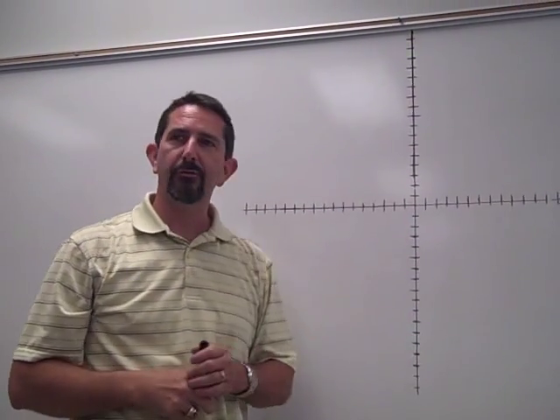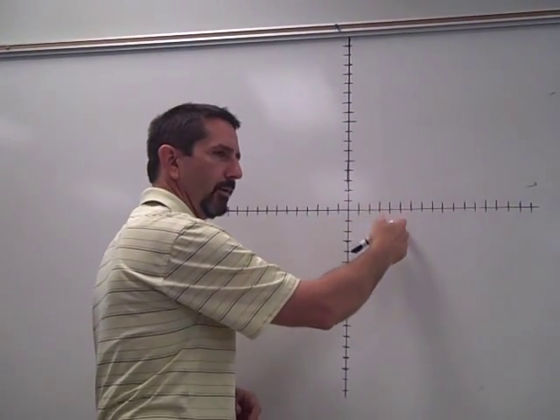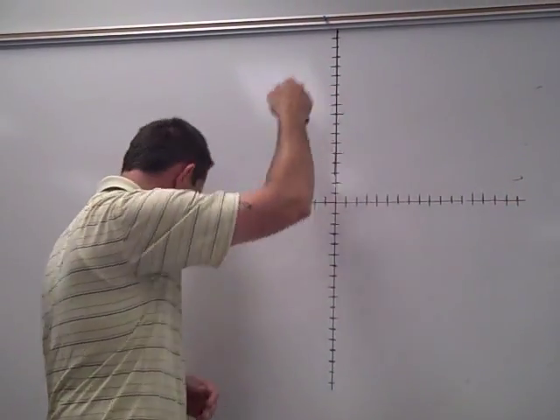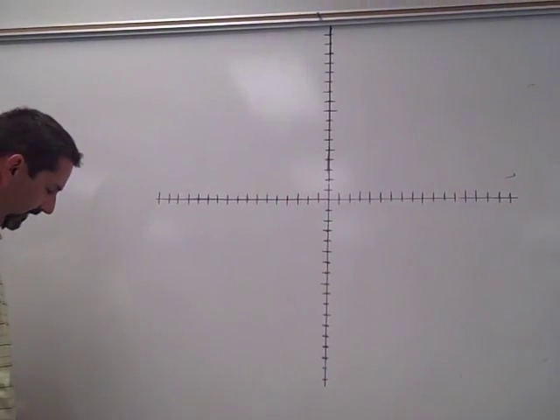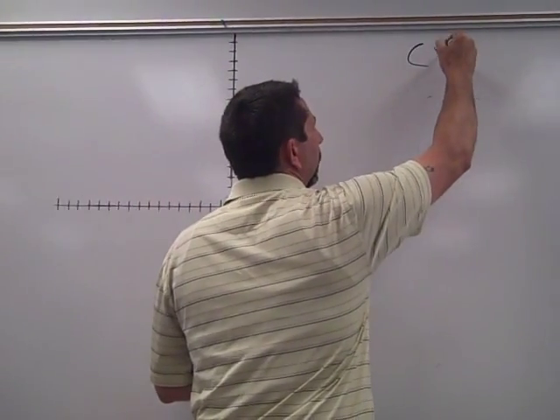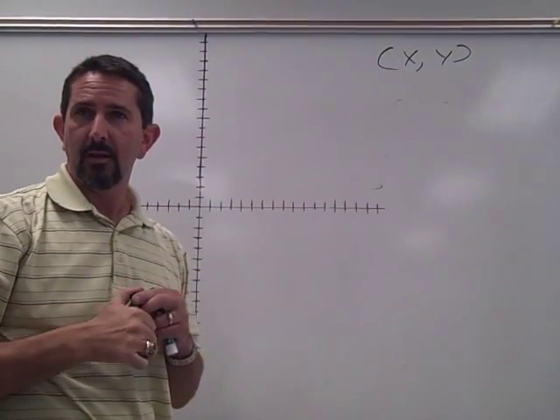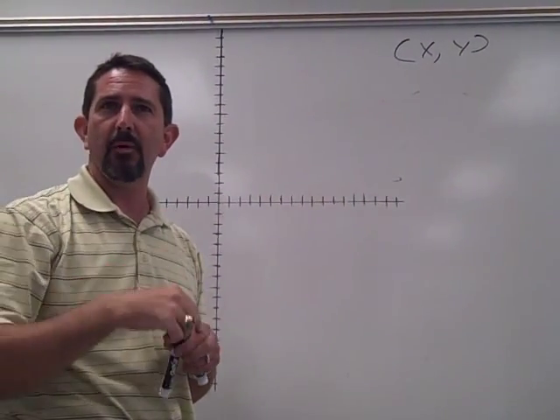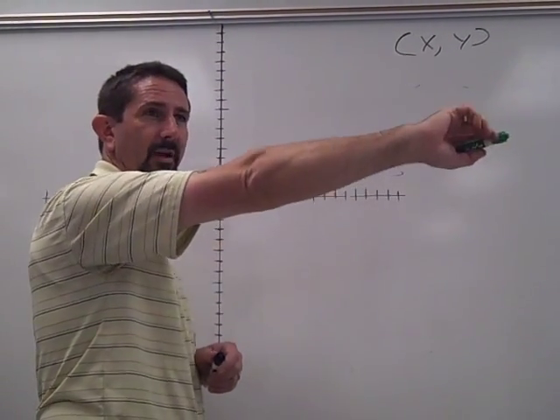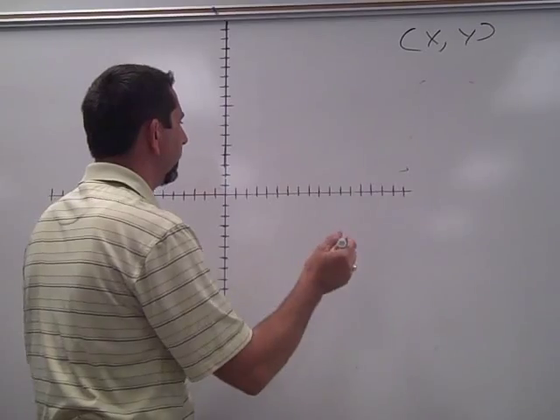Now, this is broken into 4 quadrants. When we go forward on our line, we have a positive number. When we go up on our line, we have a positive number. Coordinates are listed x, comma, y. So when we list these, x, comma, y, which direction do we go first? Right. We go the x direction first, which is which plane? Horizontal.